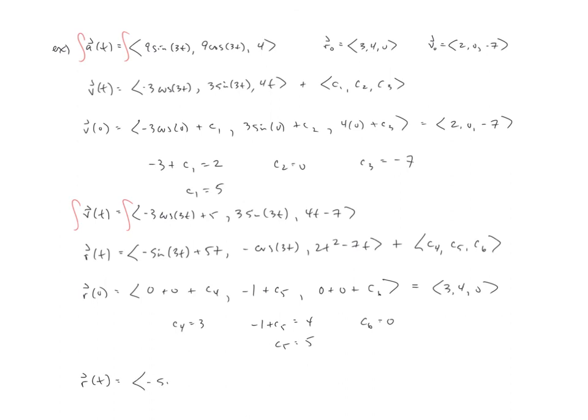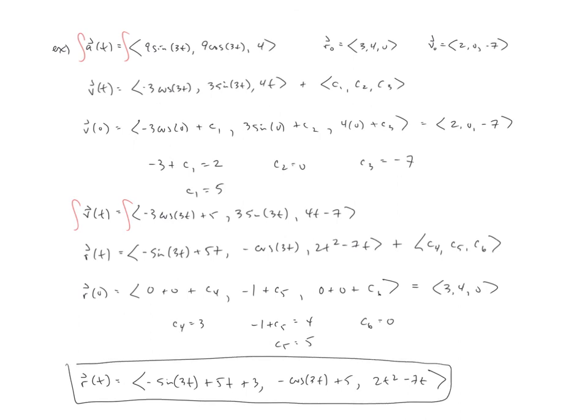So final answer here, negative sine of 3t plus 5t plus 3, negative cosine 3t plus 5, and then finally 2t squared minus 7t. So that would be our final answer. That would be our final position vector given these initial conditions. And so to come up with this again, all I did was I went back into here, I plugged in the 3 for C4, and we went back into here, plugged in the 5 for C5, and the 0 for C6, giving us, again, our final answer without any constants.